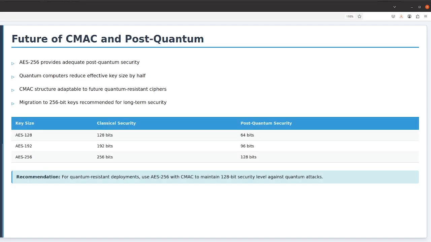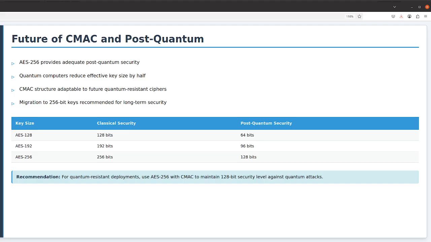Future of CMAC and post-quantum considerations. As we look to the future of cryptography, particularly in the context of quantum computing threats, it is important to consider CMAC's longevity and potential evolution. CMAC's security is based on the block cipher it uses.